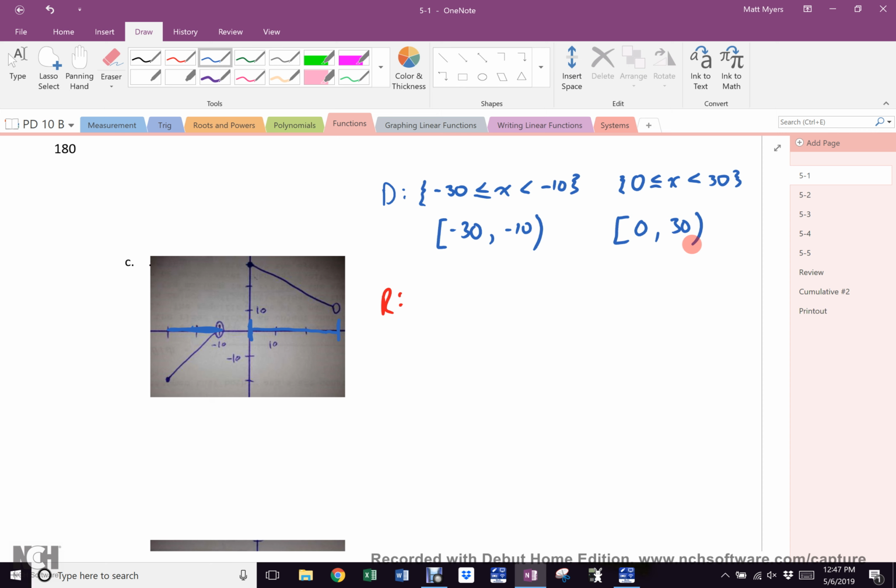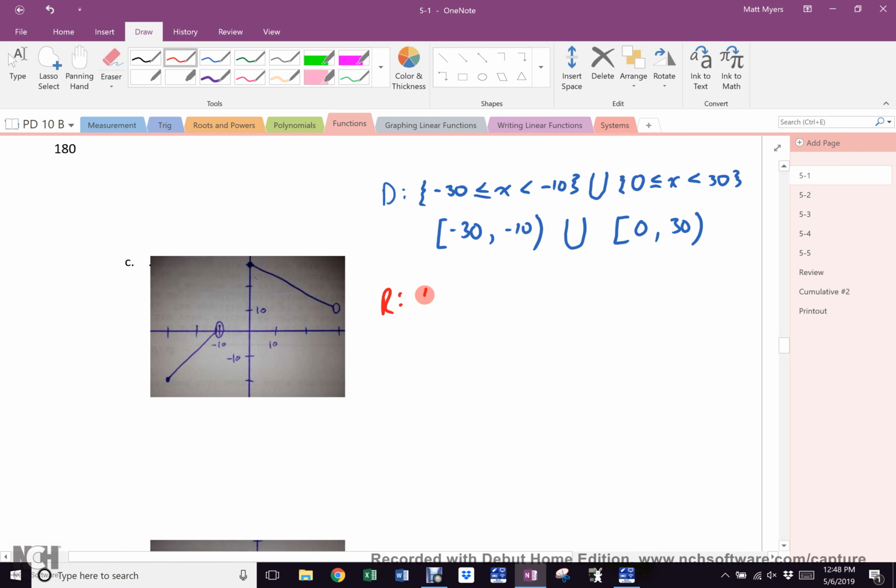Now, because this is one graph, but it has two different sets of domain, doesn't it? This is the first set. This is the second set. So because they are both unified on one graph, we put a big U between them. Because it's this set and this set. Does everybody understand? If they weren't together, there's a different symbol, but you're going to learn that later. I don't want to burn your brains out.